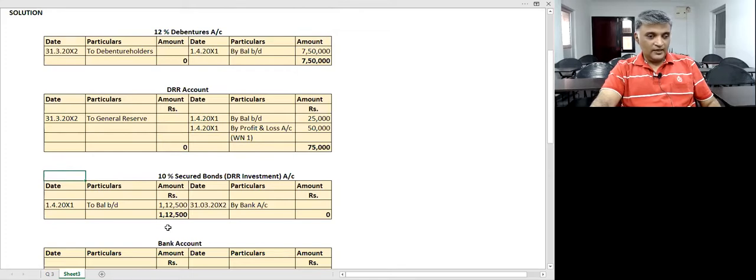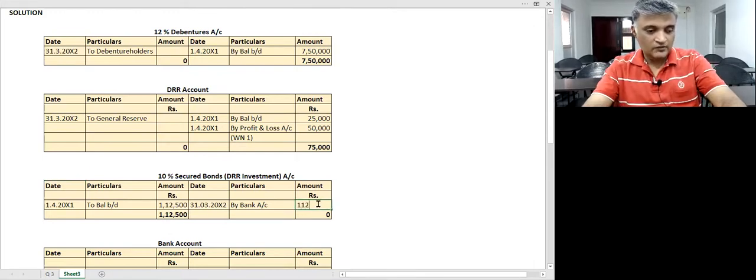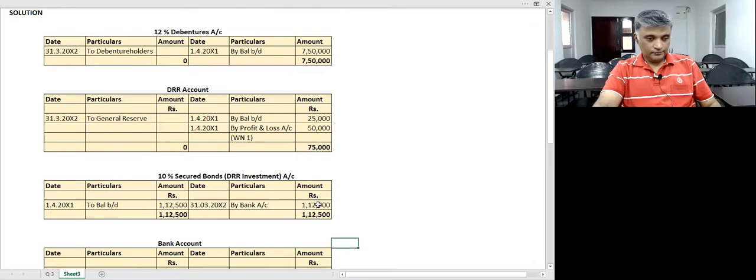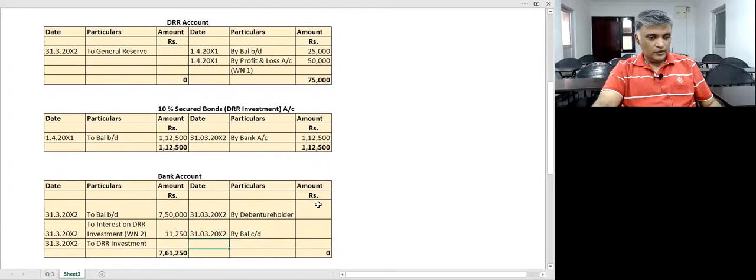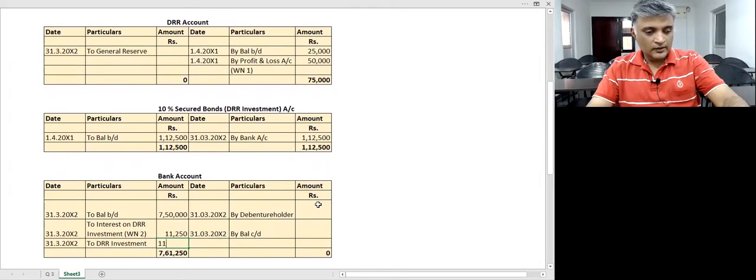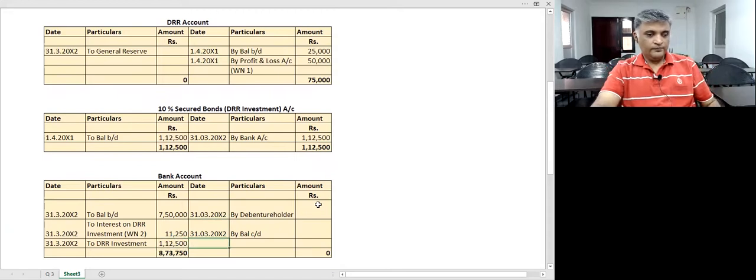Now, having done that, we are going to redeem the debentures at a premium of 10%. But for that, we have to sell the DRRI first. So we will sell off the investments at par, 1,12,500. The entry is bank account debit to DRRI. So in the bank account, we'll put DRRI 1,12,500. Okay, so we have sold the investments.